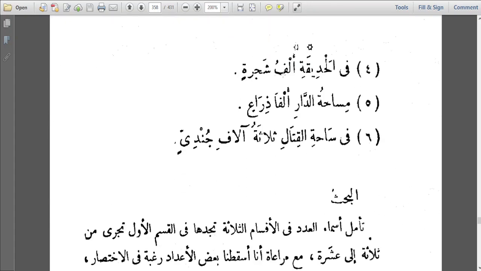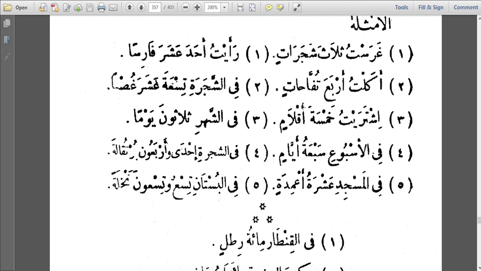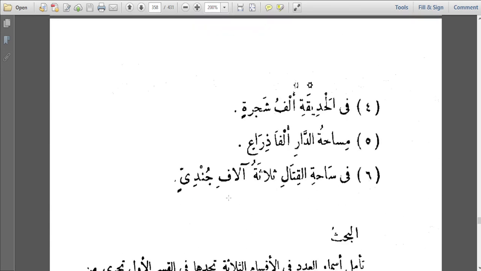Let's look at this. He says في الحديقة ألف شجرة. In the garden there are 1,000 plants. And I've mentioned the difference between Al-Bustan and Al-Hadiqa. Al-Hadiqa is a garden that has a fence. A garden that has a fence is called Hadiqa, and a garden without a fence is called Bustan.